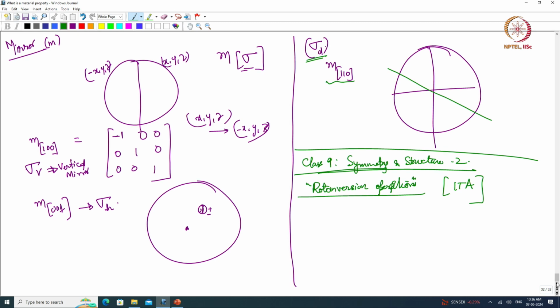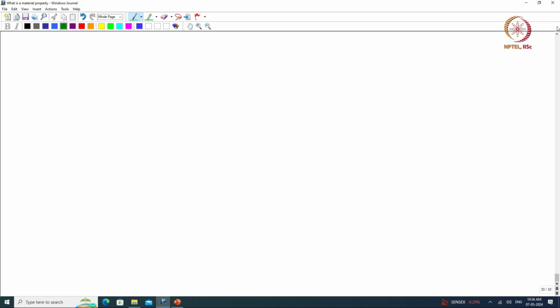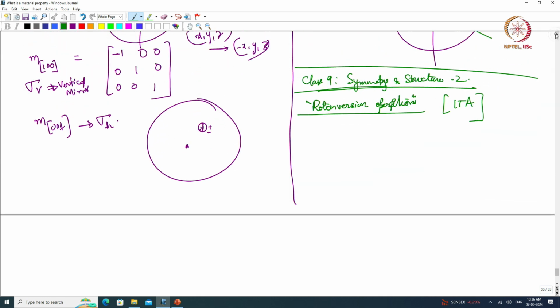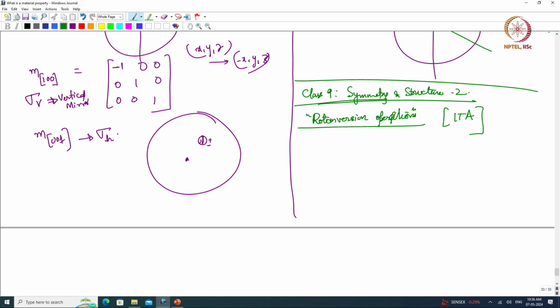Okay. So, now what is rotoinversion, right. About a point I rotate by a certain angle by n-fold rotation and then I invert, right, and I do the same thing again and again until I get back that point. Okay. So, I'll give you an example of what is rotoinversion.